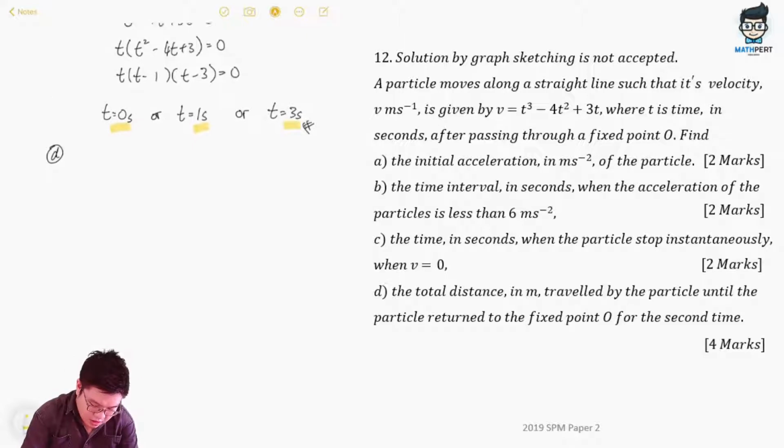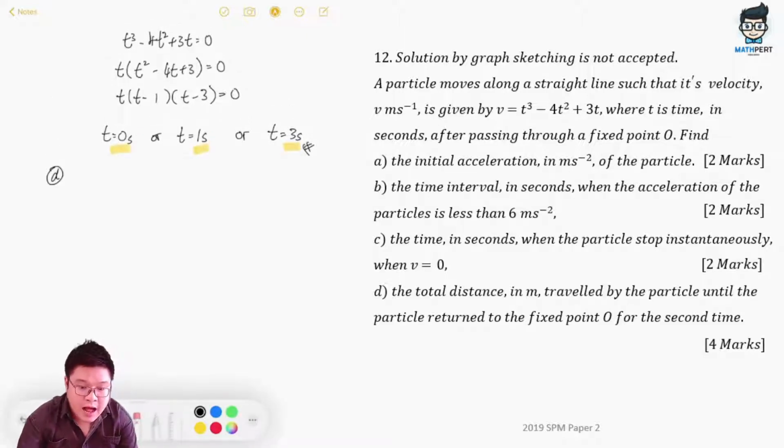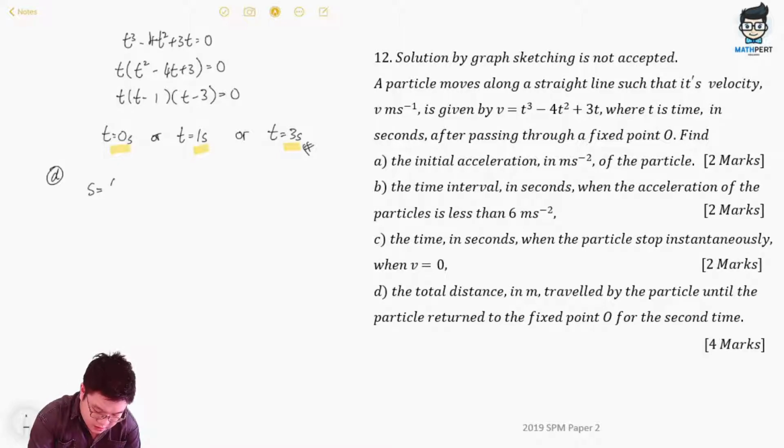Okay, so part D. So how do we find out whether the particle goes back to the origin, passes through the origin? We can use the displacement equation. So how do we get the displacement equation? So s equals, we integrate v dt. So that is the integral of t cubed minus 4t squared plus 3t dt.